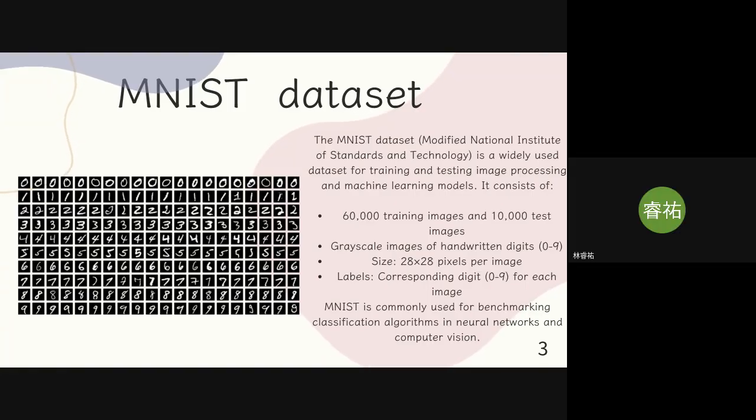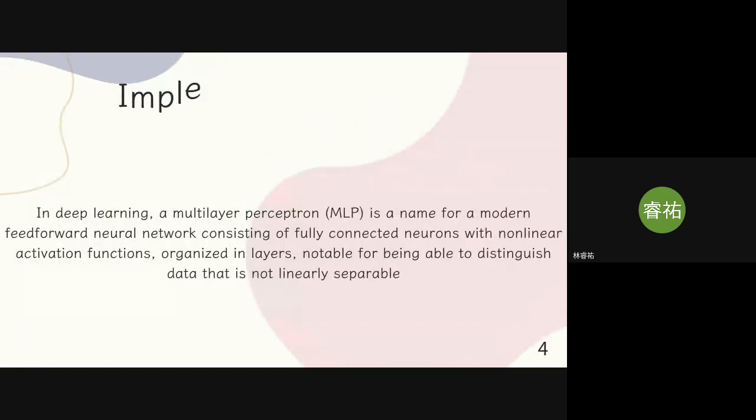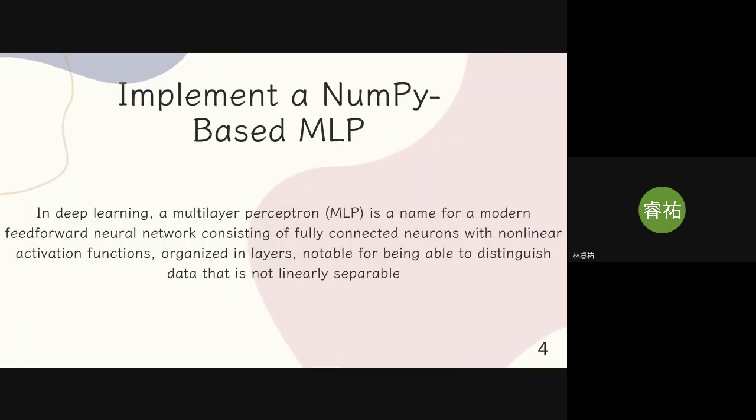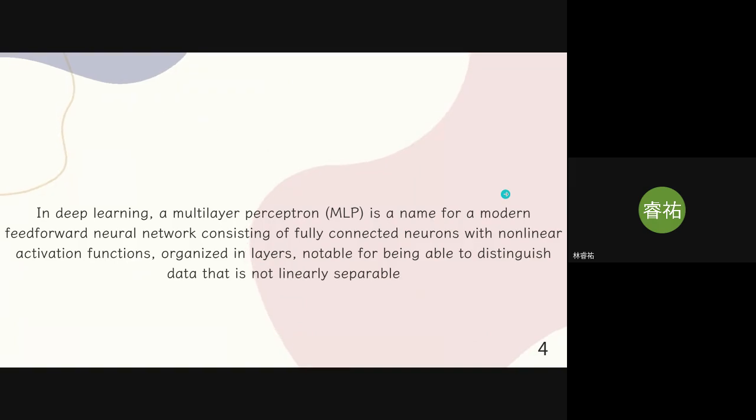And this dataset consists of 60,000 training images and 10,000 test images. And each image is composed of 28 by 28 pixels. And the model's goal is to predict the image and output a corresponding digit from 0 to 9 for each image. And we try to implement a multi-layer perceptron to complete this challenge.